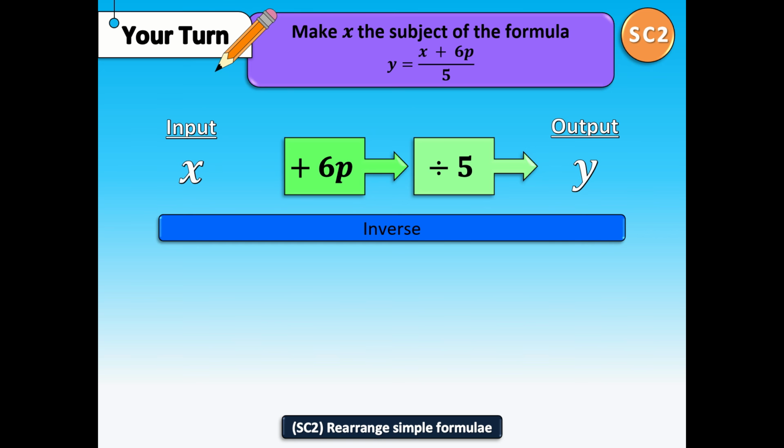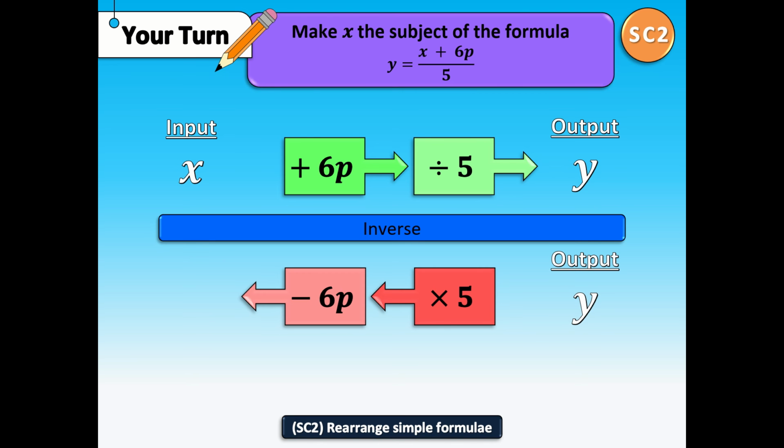So we need to work backwards, doing the opposite. So we start with y, we times by 5, and then we take away 6p, and that will give us x. So y times 5 is 5y, and then we take away 6p. So our answer is x equals 5y minus 6p.